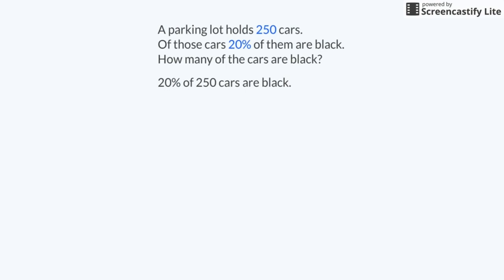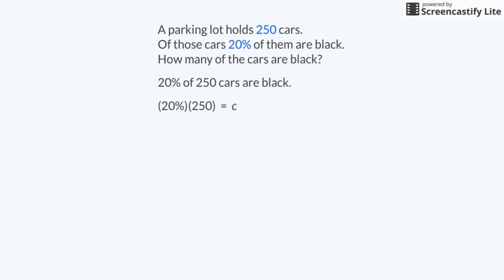are black. Now I can translate the sentence into an equation. Remember that of means to multiply. So I can write 20% times 250 equals C, which represents the number of black cars. I can solve this equation one of two ways. I could change the percent to a decimal, or I could change the percent to a fraction.